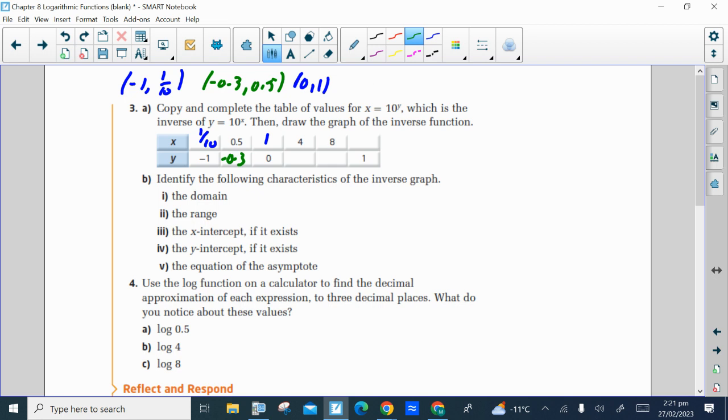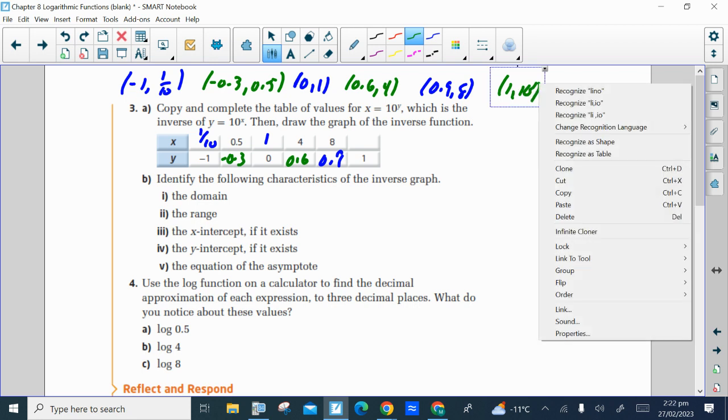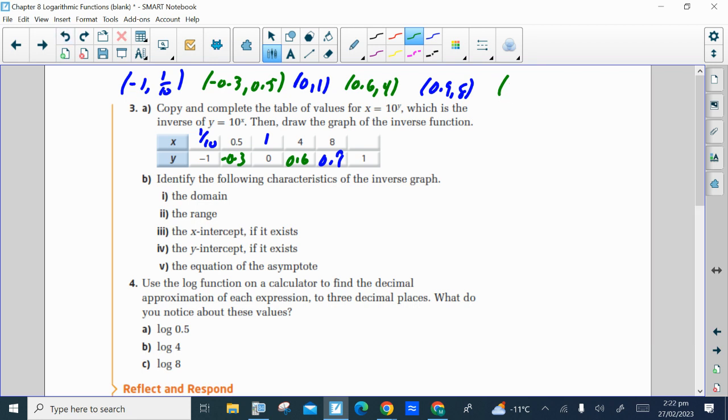The next point on that table was (0.6, 4). So the point on the inverse will be (4, 0.6). The next point on that original table was (0.9, 8). So the point on the inverse would be (8, 0.9). And the last point on the table was the point (1, 10). So on the inverse, the point is (10, 1).